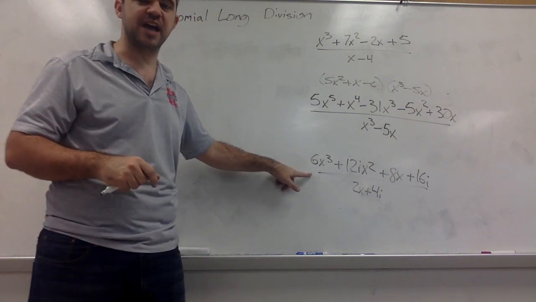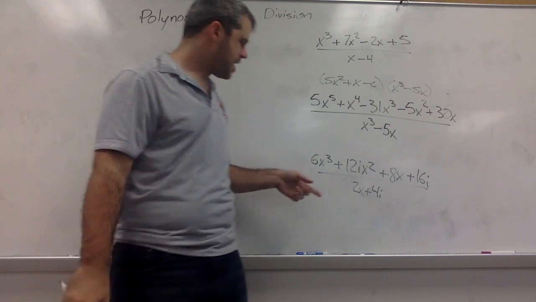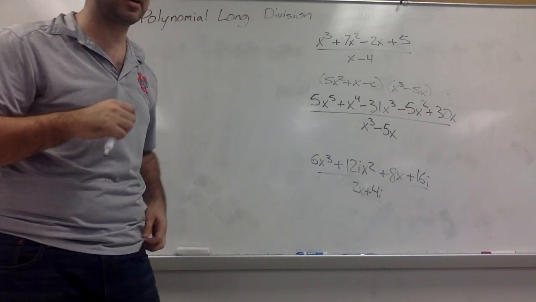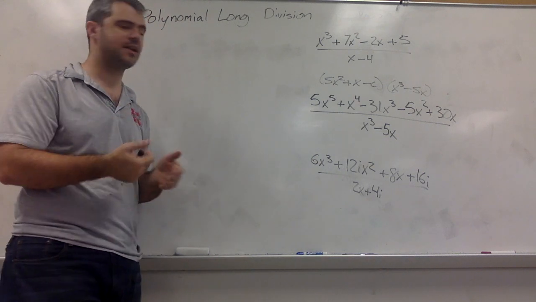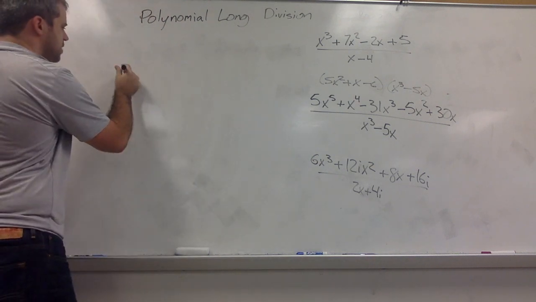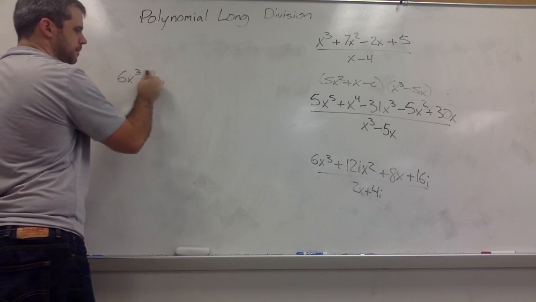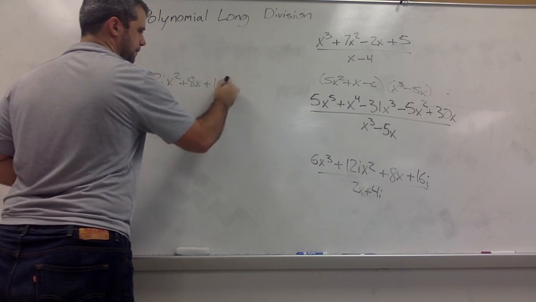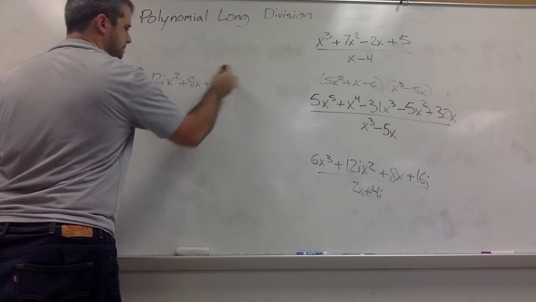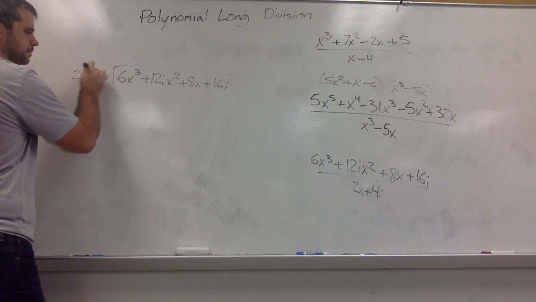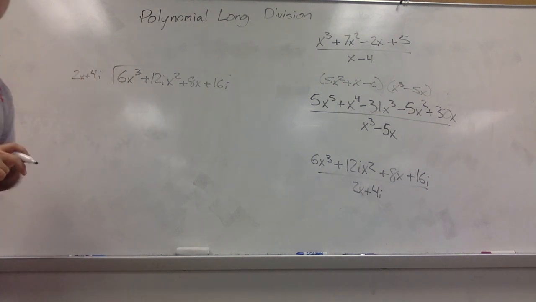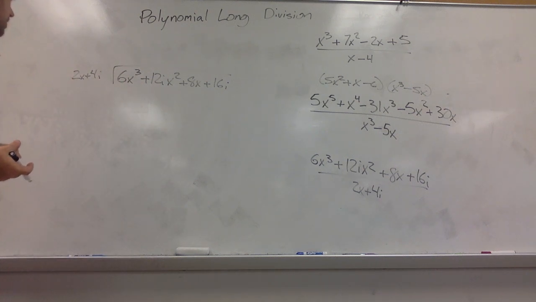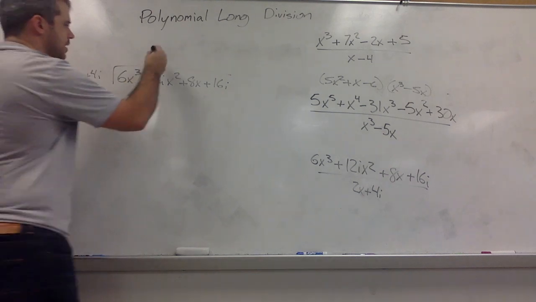So let's check out this guy. And the only thing that makes this one a little weird is we have some imaginary coefficients, and we're also dividing by something with a real part and an imaginary part. So let's try this guy. All right, so what do we need to make 2x equal 6x cubed? Well, I need 3x squared.